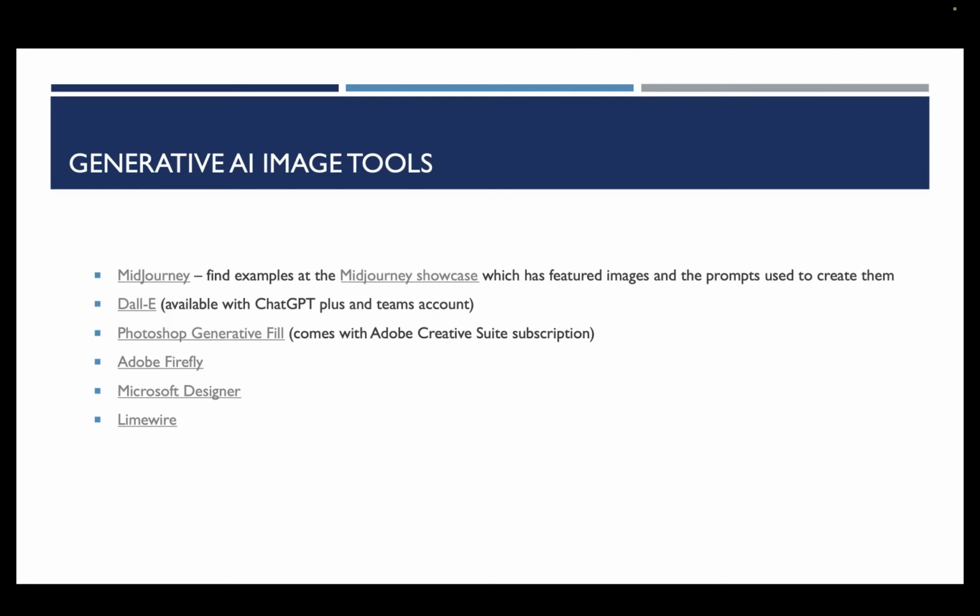DALL-E is the generative AI image model that comes with ChatGPT Plus and Teams. So if you have one of those accounts, then you can use DALL-E as part of it, and you can prompt it right within the ChatGPT user interface. It's not a separate application. You can do it right within there, which is kind of neat.